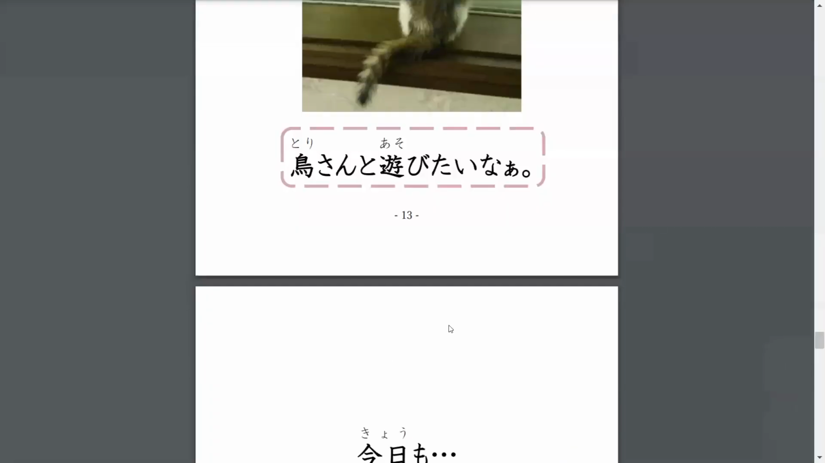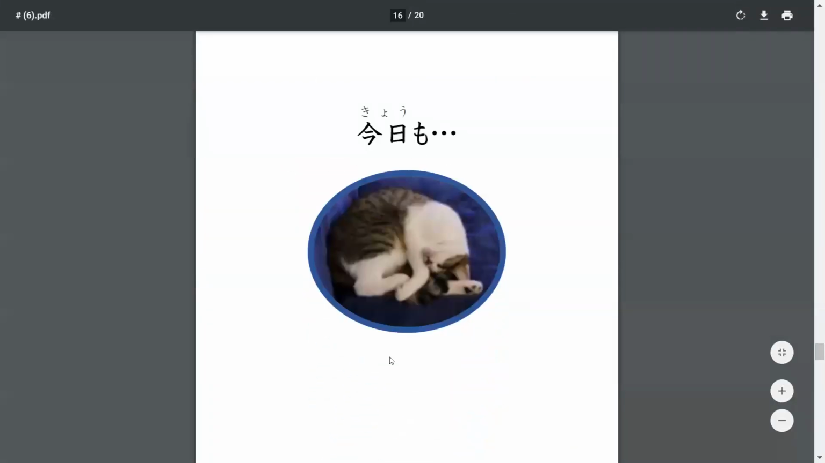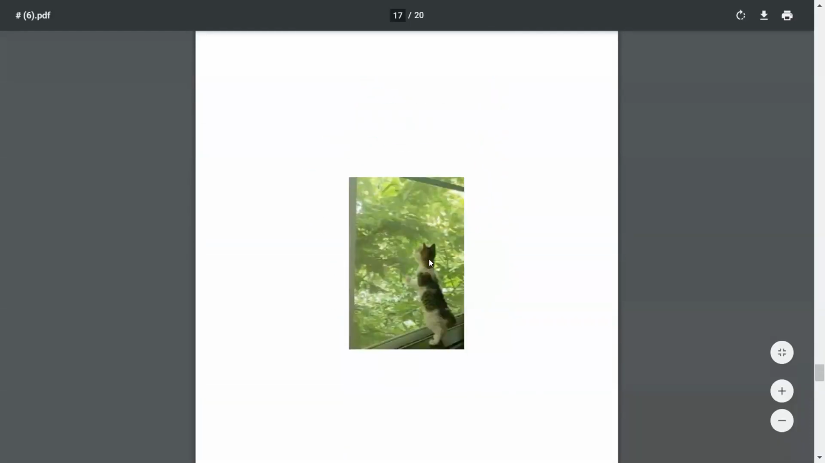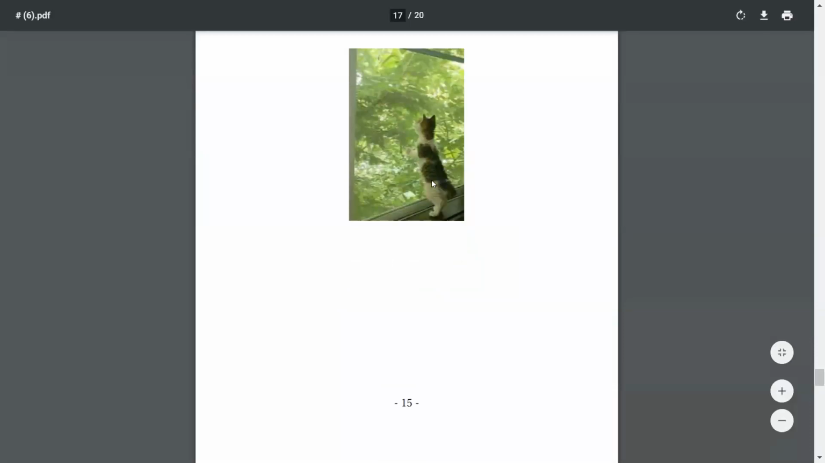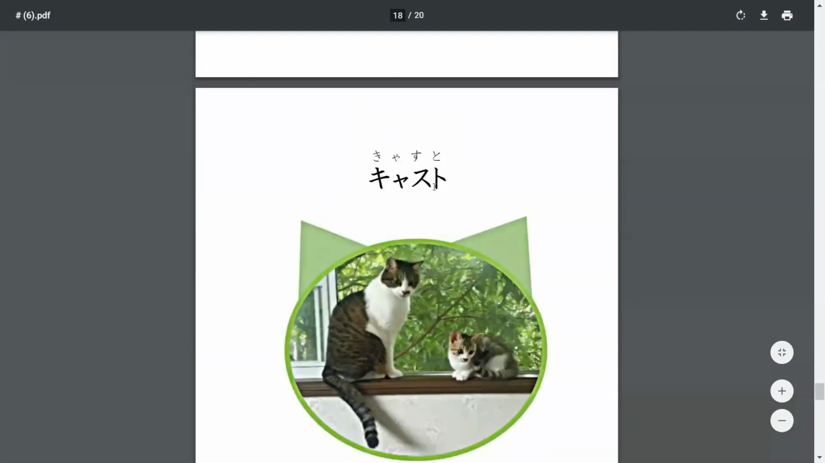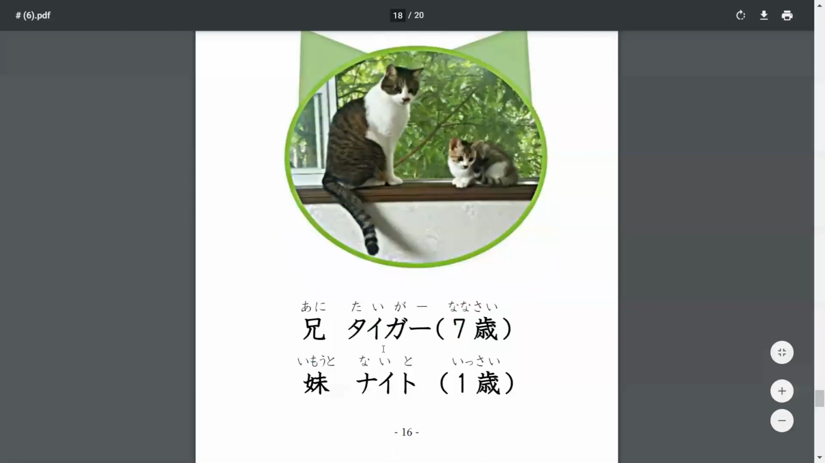Okay, let's continue. So today also the cat is still sleeping, and the cute cat is still looking for the tori. So we have our cast today. He has two cats. We have Taiga, the big brother, and the younger sister, we have Nai.